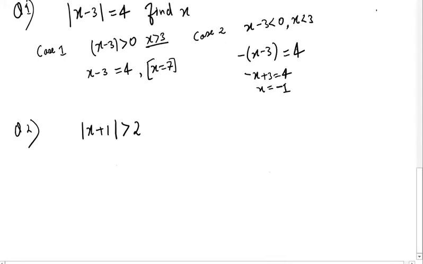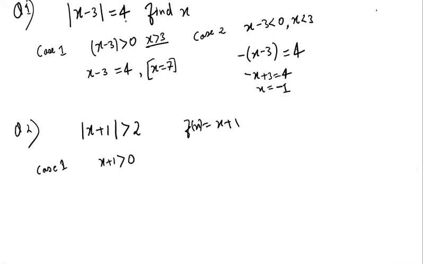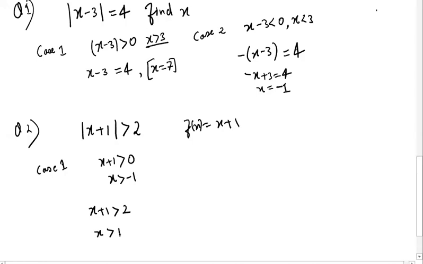Guys, now solve this. Okay, now let's see again. You should follow the steps. First, it is modulus. Inside modulus, we have x plus 1. So f of x is basically x plus 1. So we have to take two cases. Case 1, when this x plus 1 is greater than 0, which means x should be greater than minus 1. Now in this case we will have x plus 1 written as it is, greater than 2, which means x should be greater than 1. Got it?